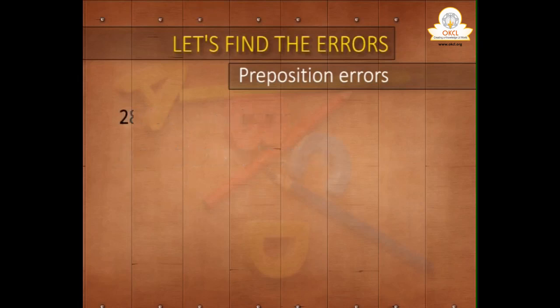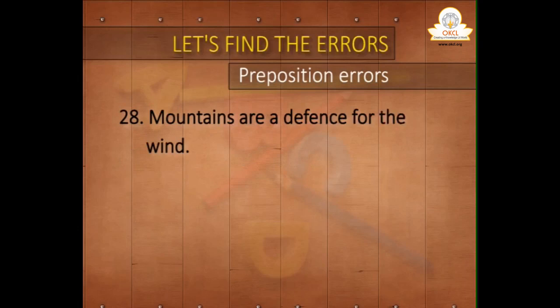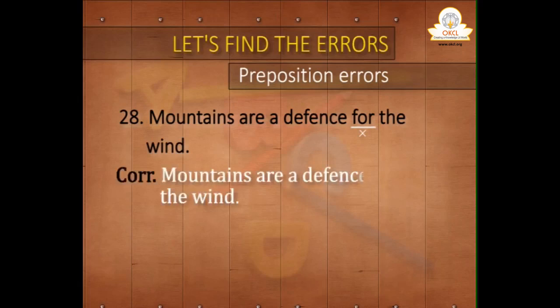Mountains are a defense for the wind. "Mountains are a defense for the wind" is wrong; it should be "against the wind." Okay. So the correct sentence is: mountains are a defense against the wind. Let's see the next sentence.